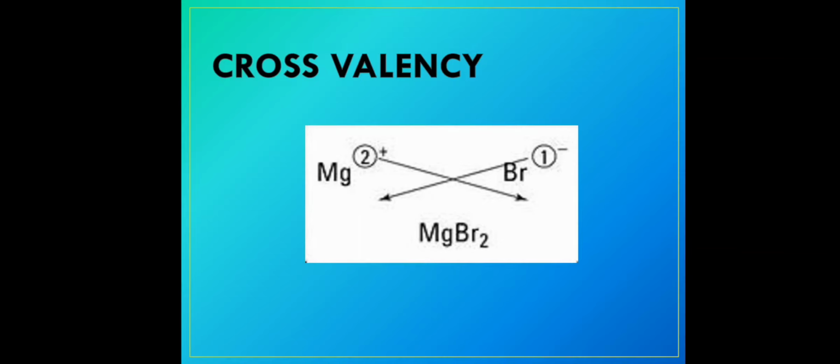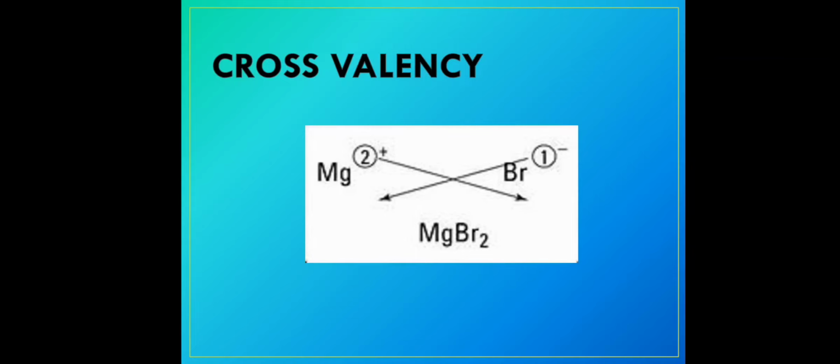Magnesium, as we know, its valency is 2+. Bromine's valency is 1-. So when you cross it, bromine's valency will be taken for magnesium, magnesium's valency will be brought down to bromine, and the formula is written as MgBr2.